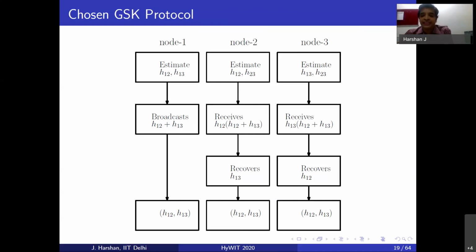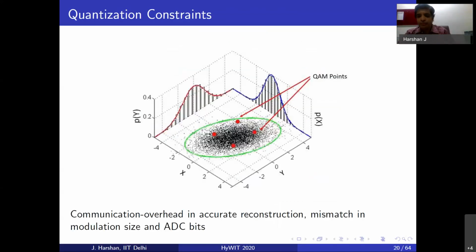And what this means is that once you have H12 and H13, even if you want to send this to the other nodes, you will have to make use of multiple channel uses because of the precision levels, right? And then that's going to be a communication overhead, right? So we are not going to do that because of the overhead.